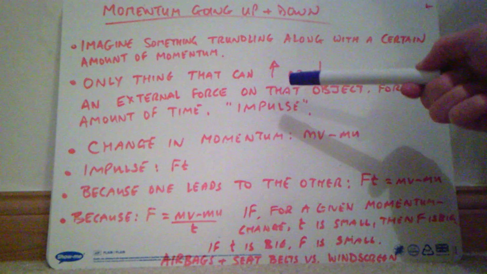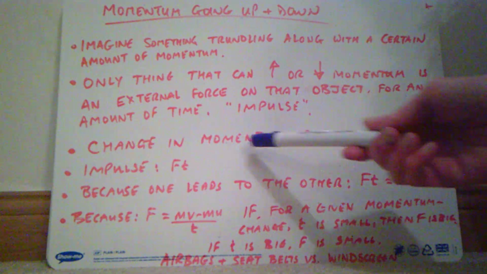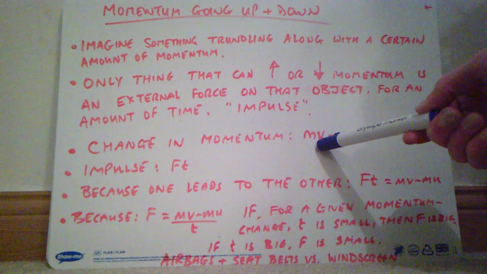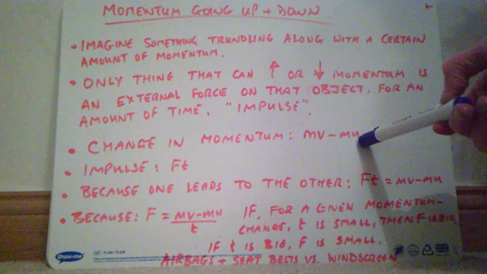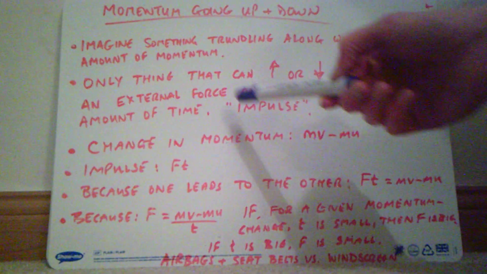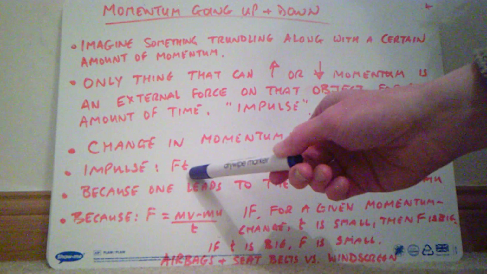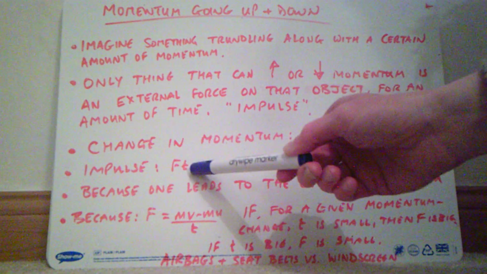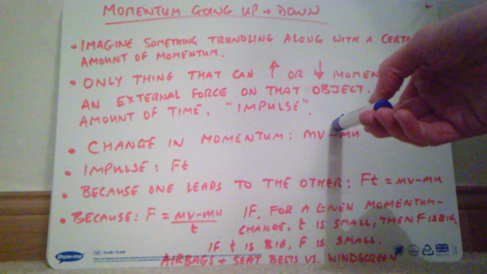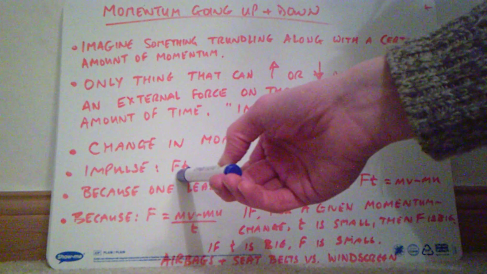An external force acting for a certain amount of time, in other words an impulse, will change the momentum of an object. Change in momentum. How do you work out the change in momentum? It's mass times final speed minus mass times starting speed. Because an impulse is a force for a certain amount of time, you can work out impulse by saying force times time. They're one and the same thing. Impulse causes a change in momentum. So if you work out the change in momentum, you've found the impulse.